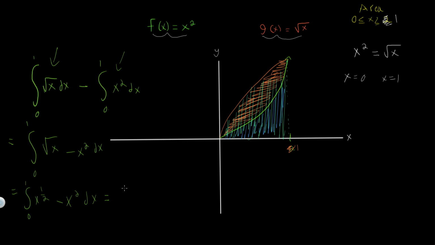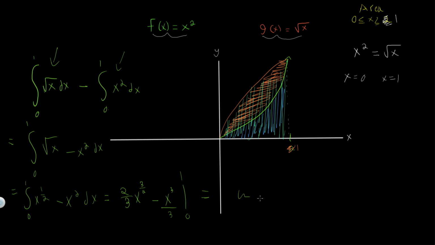So x to the 1/2, we add 1 to the power, we divide by that power. 1/2 plus 1, that's 3/2. And if we divide by 3/2, we can essentially multiply by 2/3. So it's going to be 2/3 x to the 3/2 minus x to the, well, 2 plus 1 is 3, and then we divide by 3. And if you don't know the anti-power rule, I encourage you to watch that video before watching this. And then we take the definite integral from 0 to 1.